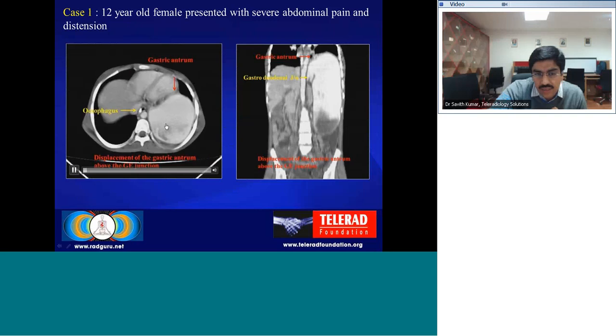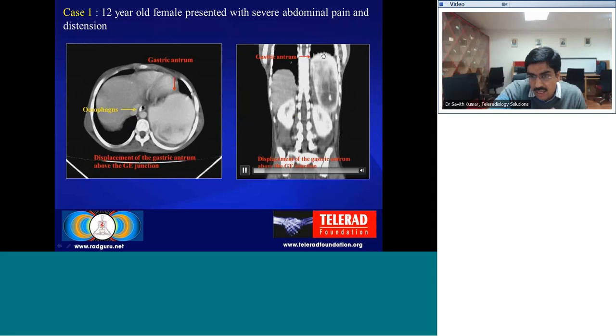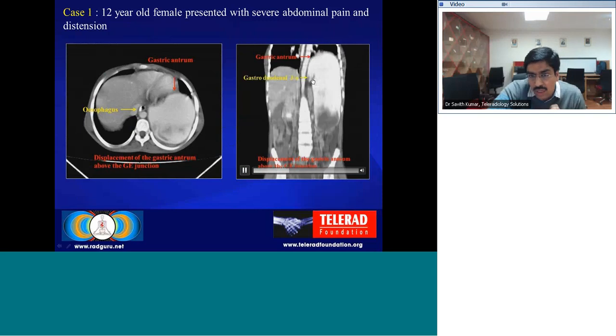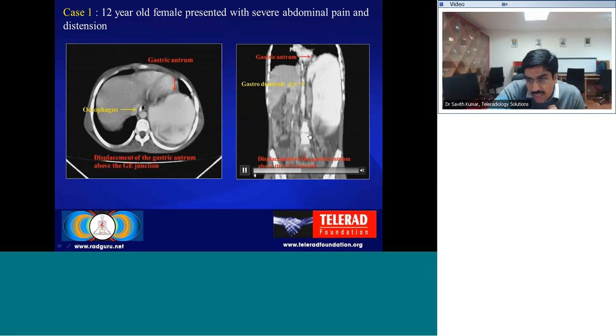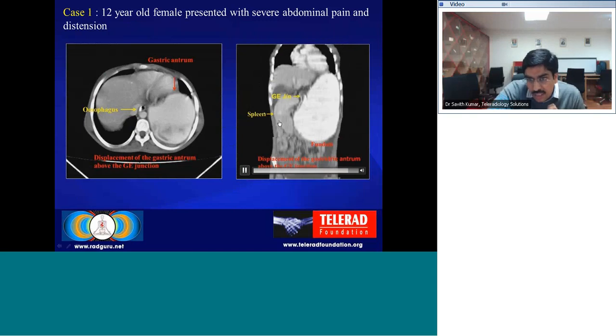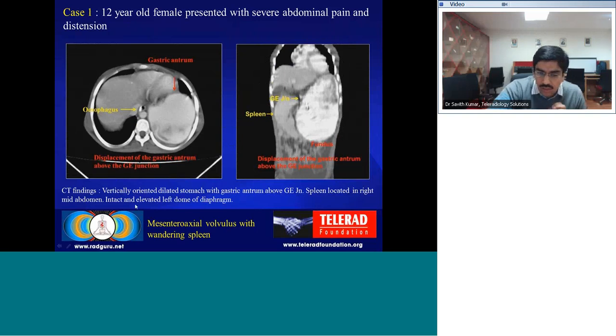So let's see the coronal images. A vertically oriented stomach, the antrum is on top. This is the gastroduodenal junction. The body and the fundus of the stomach is at the bottom, and so is the gastroesophageal junction, and this is the spleen. This is the case of mesenteric axial volvulus with a wandering spleen.